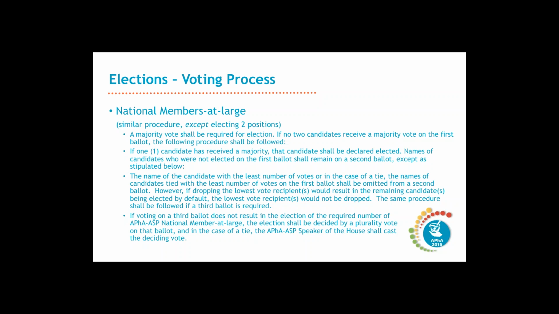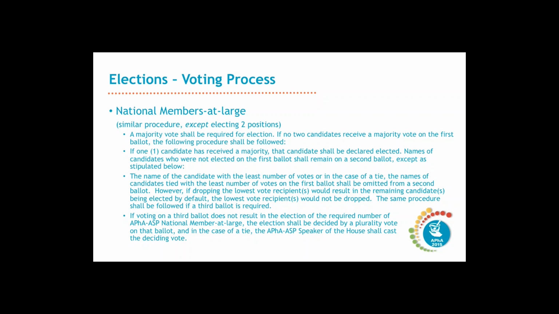If one candidate has received a majority, that candidate shall be declared elected. The names of the candidates who were not elected on the first ballot shall remain on the second ballot, except as stipulated below. The name of the candidate with the least number of votes, or in the case of a tie, the names of the candidates tied with the least number of votes on the first ballot shall be omitted from the second ballot. However, if dropping the lowest vote recipients would result in the remaining candidates being elected by default, the lowest vote recipient would not be dropped.